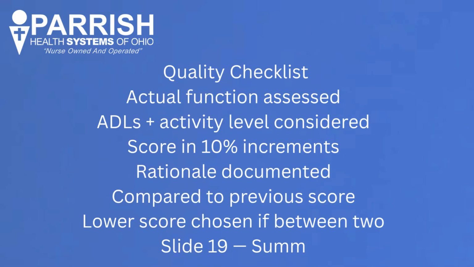A high-quality KPS score requires confirming that the patient's actual function was assessed and that both ADLs and overall activity level were considered. The score must be assigned in 10% increments, supported by a clearly documented clinical rationale, and compared to the previous score to show change over time. When a patient falls between 2 levels, the lower score should be selected to ensure accuracy, consistency, and audit defensible documentation.